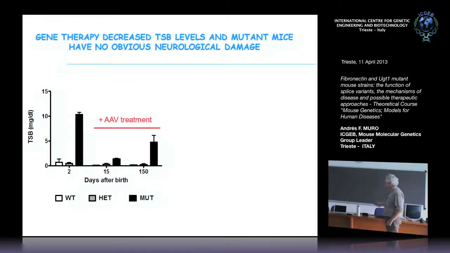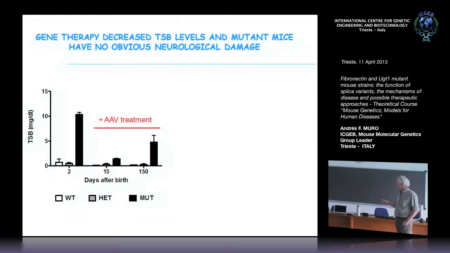And this is the case of the treated animals. Originally we have a level of 11. After treatment, the bilirubin levels decreased to 2, 3 more or less, and over time there was an increase in bilirubin levels, indicating that the efficiency of gene therapy was decreasing.